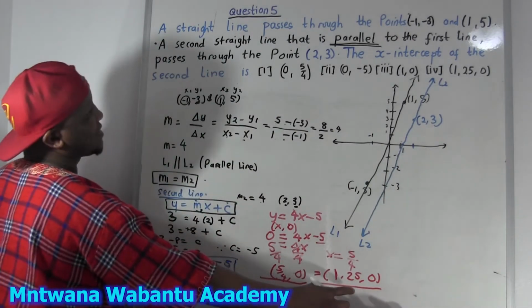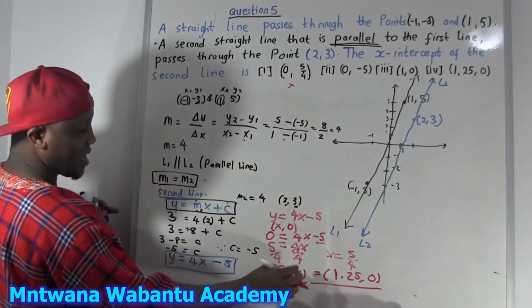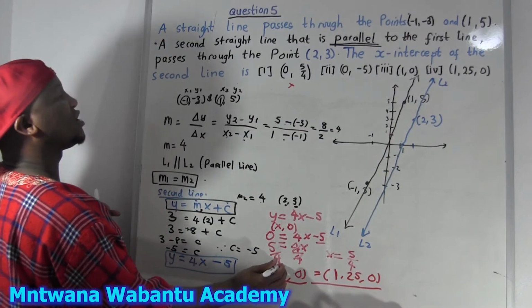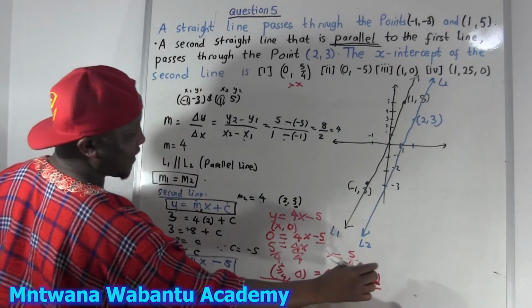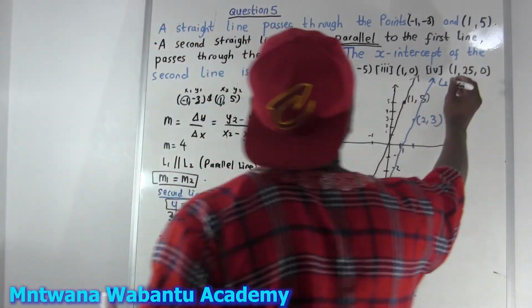So this is the x-intercept. You see here, it has to be in the x position, so they kind of confuse things here. No, don't write this. It's 1.25 and 0. So this is our answer, the x-intercept.